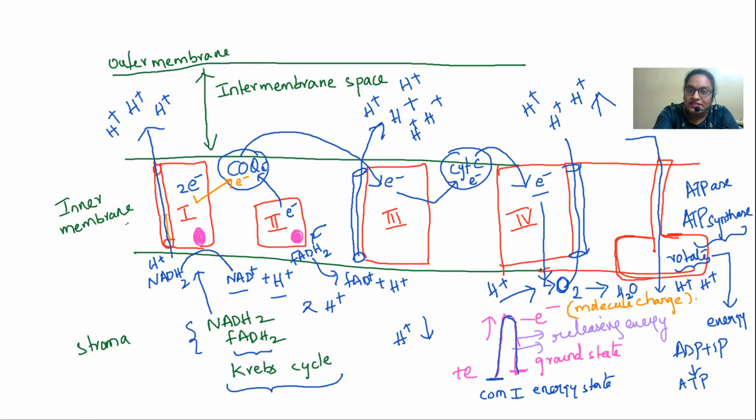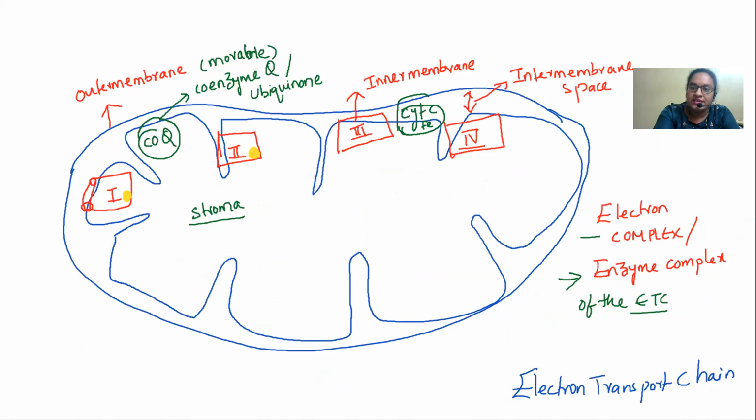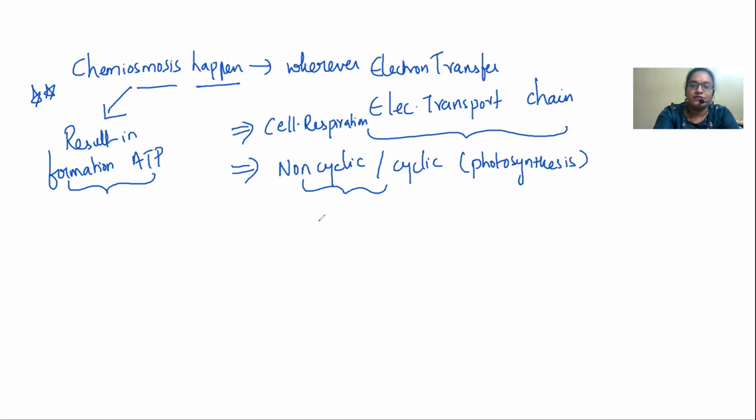Let me come to the previous pages where I was telling you about this. Now you see what has happened. Wherever there is an electron transport chain, I told you there is chemiosmosis, pumping of the protons from higher concentration to lower concentration through a semi-permeable membrane. That semi-permeable membrane is none other than the inner membrane of your mitochondria, and that resulted in the formation of your ATP.